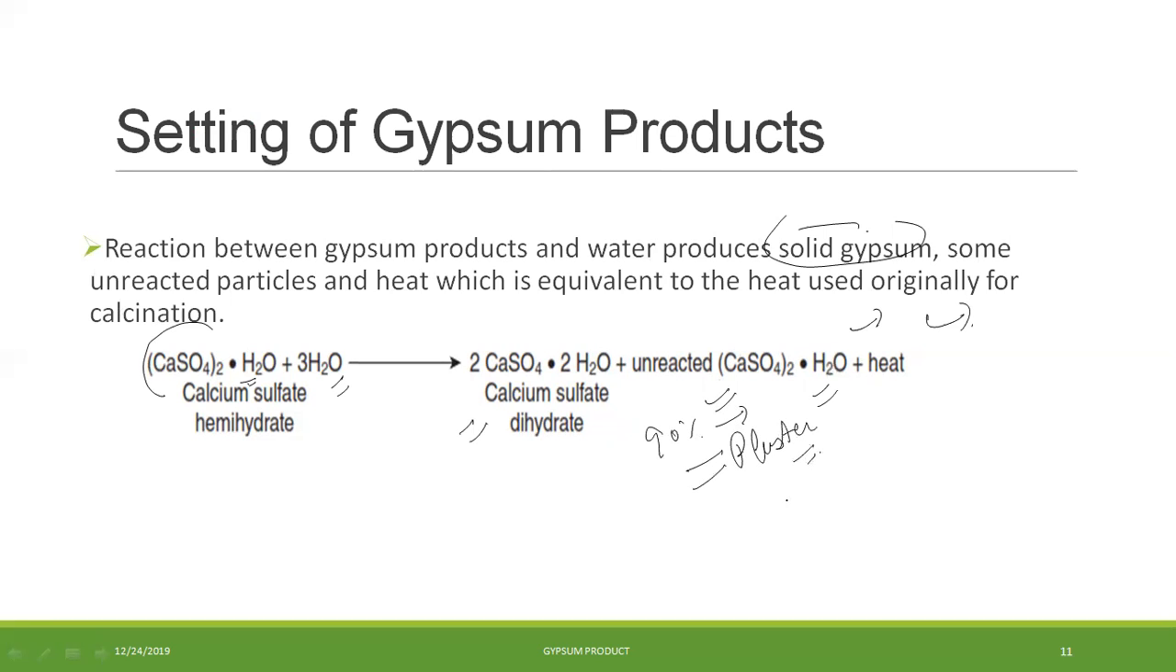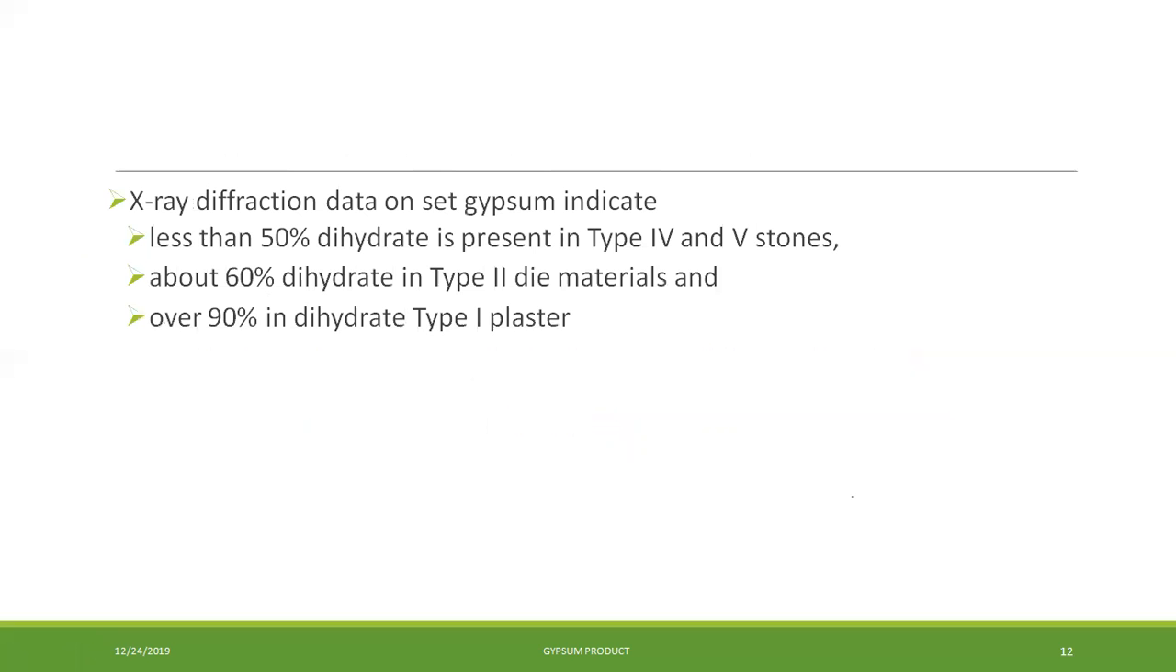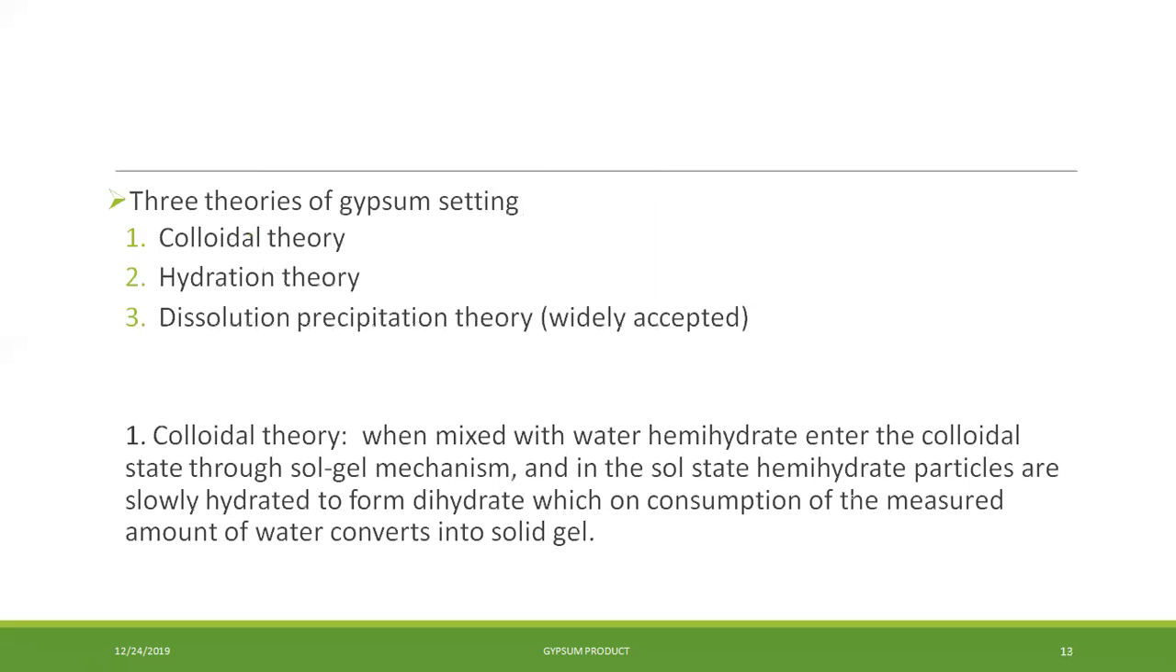In type 4 and 5 stone, the dihydrate content is about 50%. Type 4 and 5, 50% left. Now, less than 50% dihydrate is present in type 4 and 5, 60% in type 2 dye material, and 90% in type 1 plaster. Right.